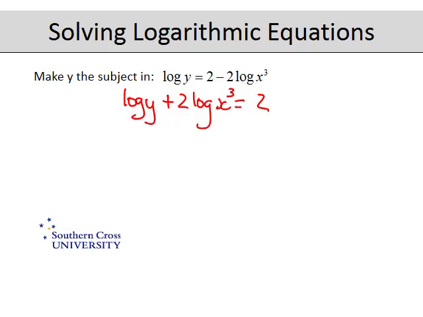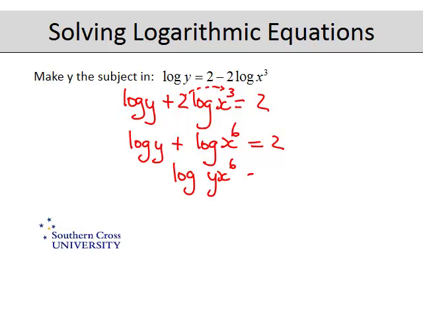So now we can, well, before we combine these, we should use that power rule to get the log of, remember the 2 will come up and become a power, and it will be 2 times 3, which is 6. So now we'll combine those using the first of the log laws, the product one. So it's the log of y x to the power of 6 is equal to 2.